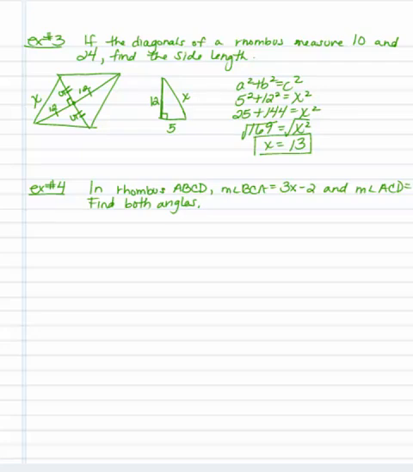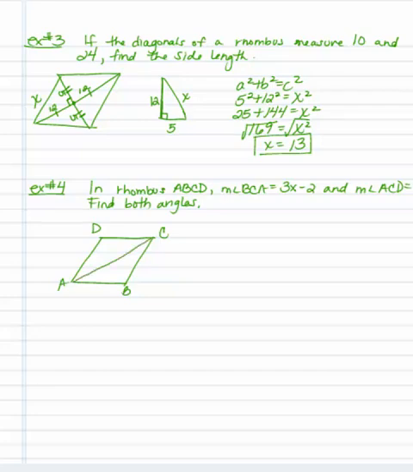Okay, in rhombus ABCD, the measure of angle BCA is 3x minus 2, and the measure of angle ACD is 12 plus x. Find both angles. So take a minute, sketch a picture, label it, and see if you can do it. I'm going to sketch a rhombus as best as I can. A, B, C, D.